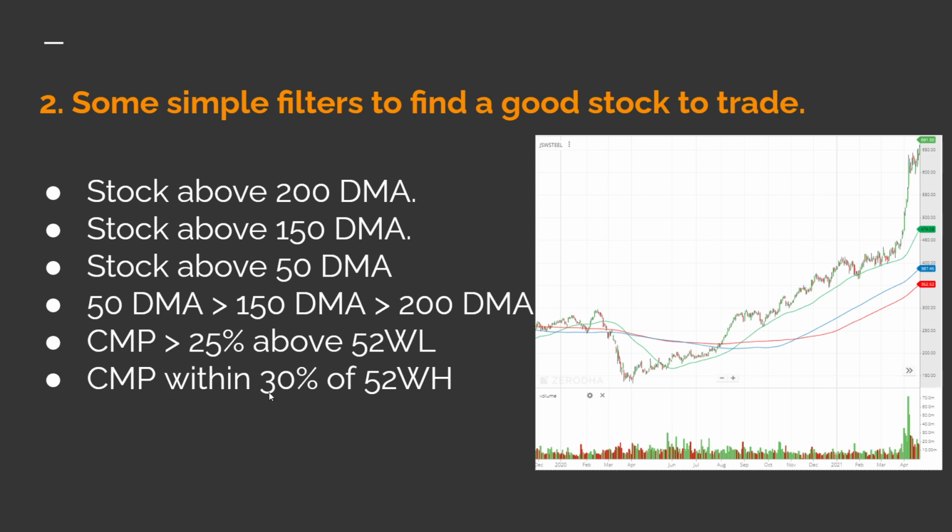CMP within 30% of 52-week high. So let's say the 52-week high of a stock is 100. The stock should be at least above 70 rupees for you to trade. If it's below 70, wait for it to get above 70 to trade.